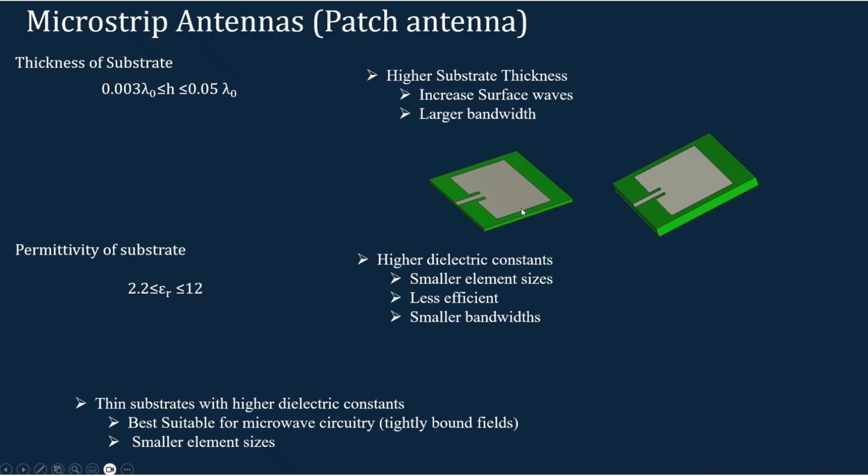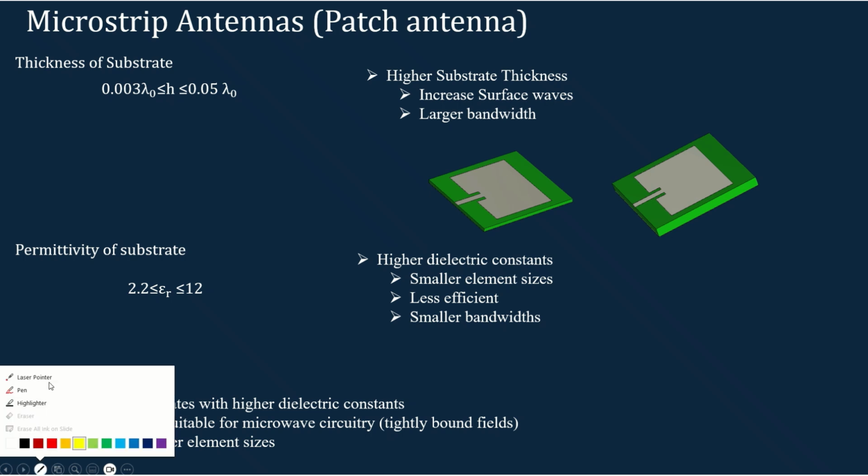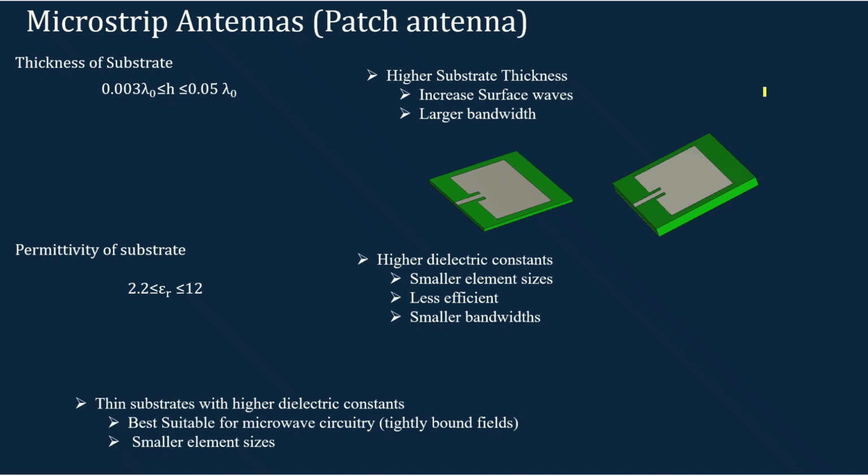We have seen that it can be considered as a capacitor because this is the metal which is separated from the ground plane by the dielectric. So in effect, this forms a capacitor. When the thickness of the capacitor increases, that is, when the dielectric thickness increases, this increase in thickness will cause a reduction in the capacitance of the structure.